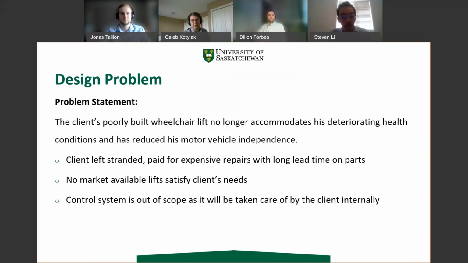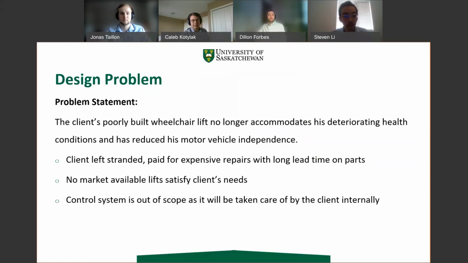The client's poorly built wheelchair lift no longer accommodates his deteriorating health conditions and has reduced his motor vehicle independence. The current solution has failed, leaving the client in a cold parking lot waiting for assistance. Along with these failures comes a long lead time of the parts and thus a long repair time.